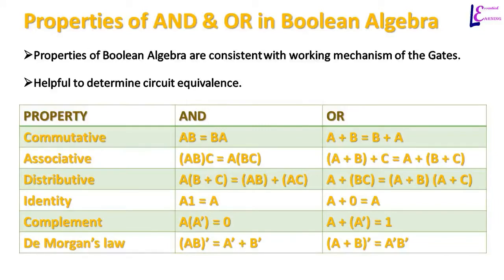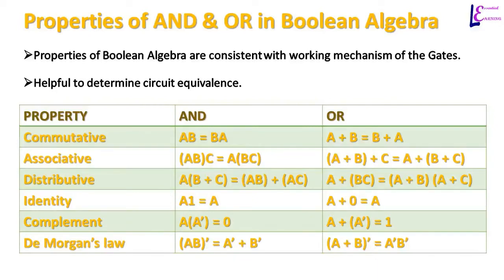Using properties of Boolean algebra for AND and OR operation, we can determine equivalent circuits. AND and OR operations hold true for commutative, associative, and distributive laws. There is an identity for both operations, 1 for AND and 0 for OR.